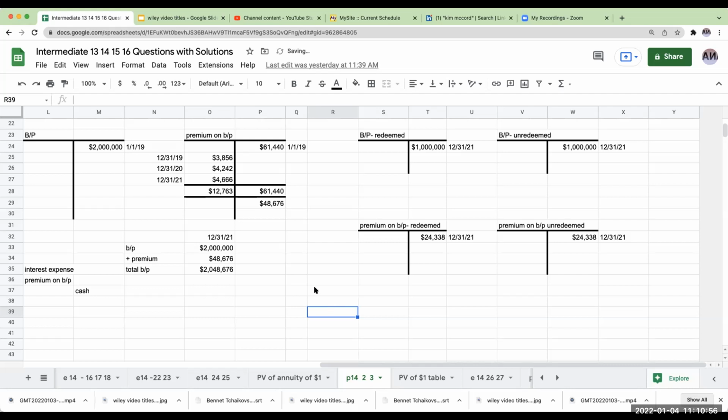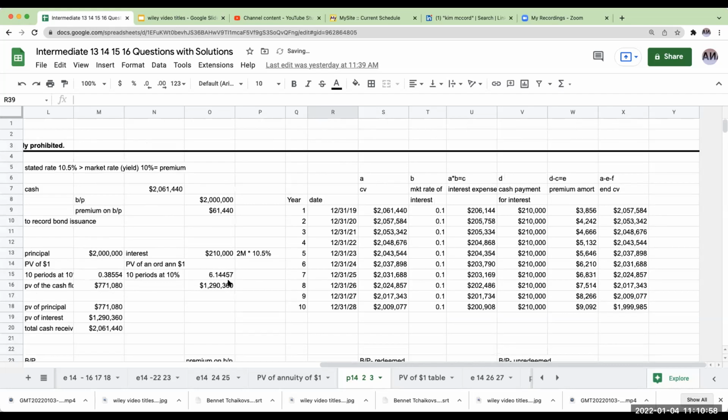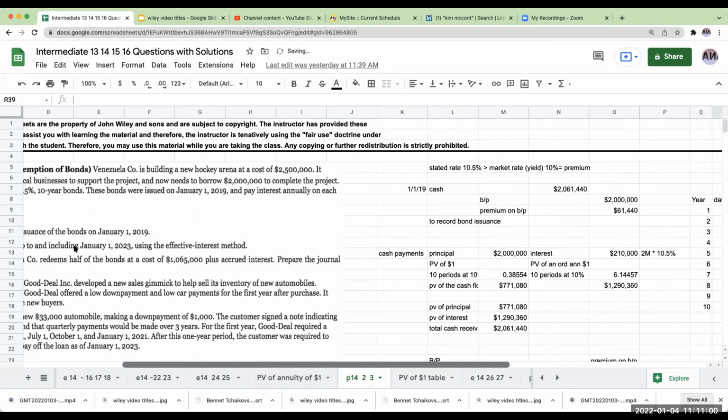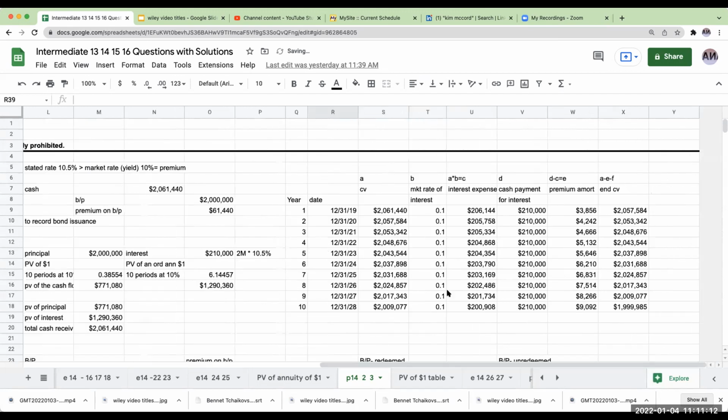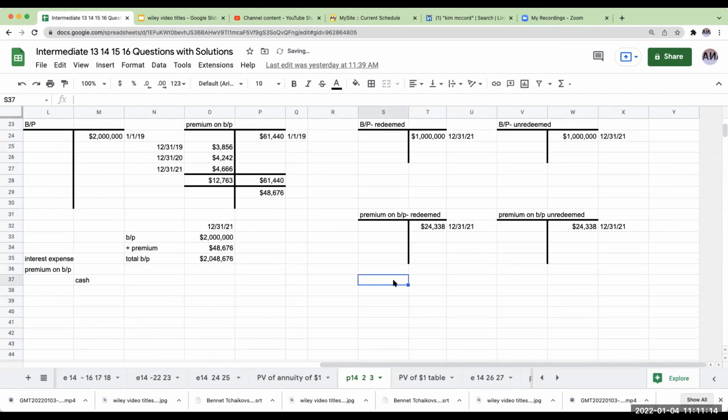Okay, so what's going to happen, because it tells me over here that, assume that on July 1st, Venezuela redeems half of the bonds at a cost of $1,065,000 plus accrued interest. Prepare the entry to record the redemption. So I'm going to ask, how much cash am I going to be paying for interest on the redeemed bond?